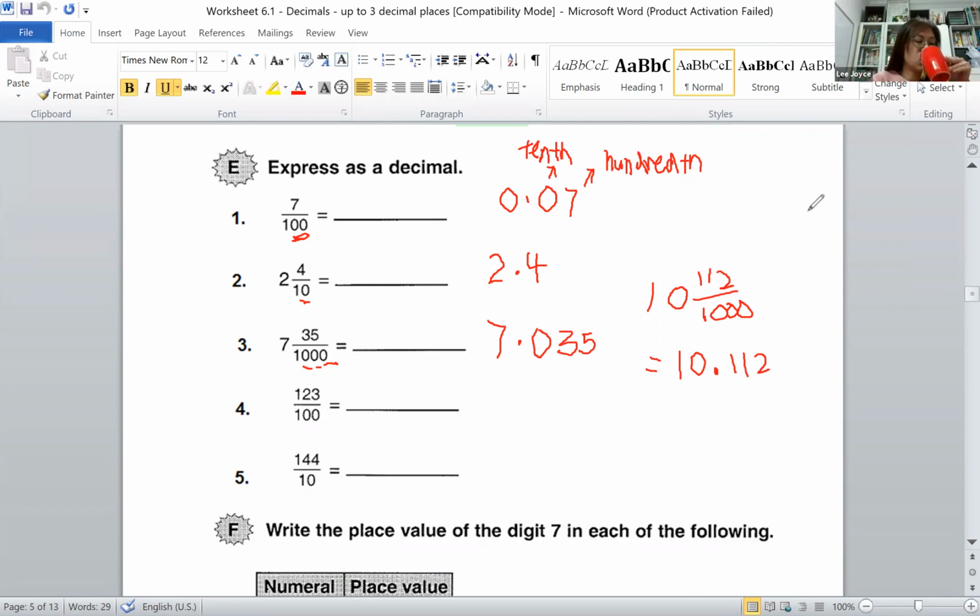123 out of 100. Christabel, can we have your answer? 1.23. Okay, not 1.23, but very close. You see, if it's a 1.23, right? That means there's a 1 before the decimal place. Then you should have a big whole number here. Try again. You don't see any big whole number here, so you should start off with 0 point. Okay, what do you think, Christabel?